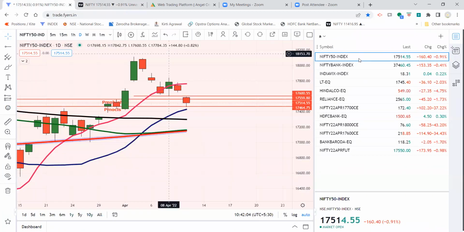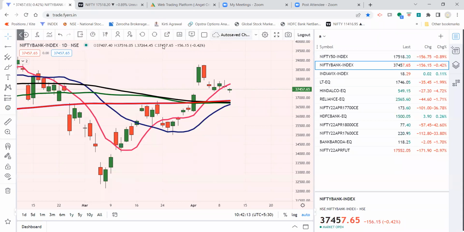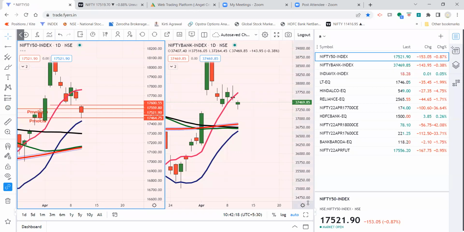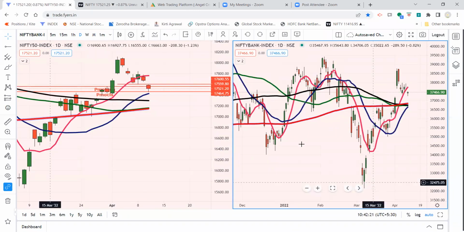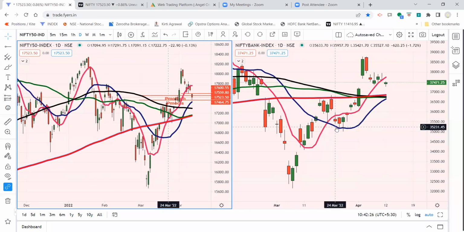Fine. Now let's go to Bank Nifty. Let me make it a split screen. If you compare the two, Nifty and Bank Nifty, can all of you tell me which one is stronger? Which chart is stronger? Is Nifty strong or Bank Nifty strong? What do you think?